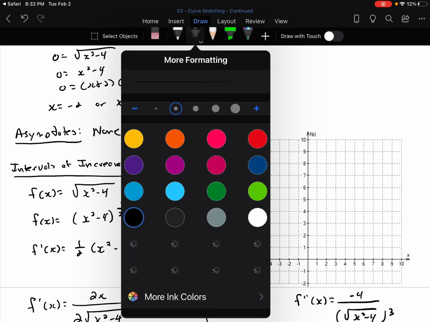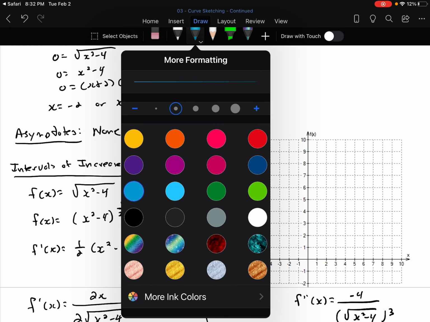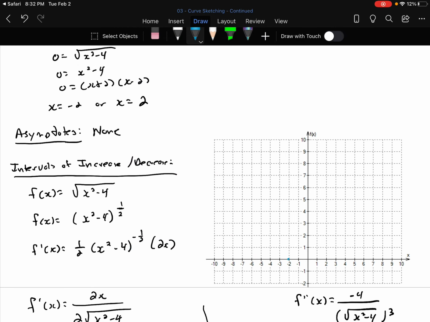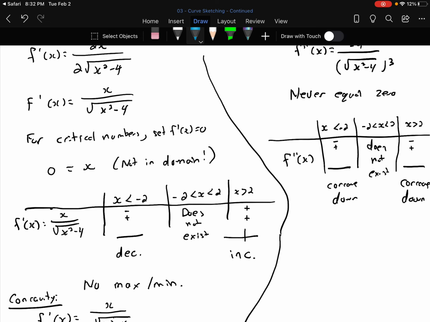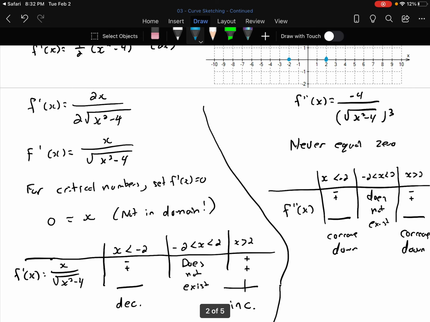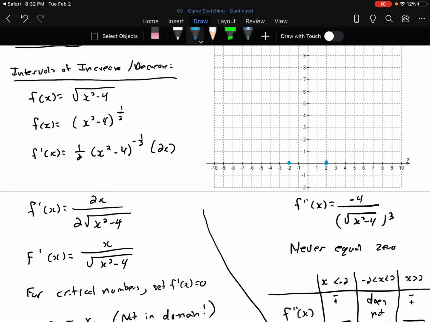I'm going to switch to that other blue color. I like how that looks on the screen here. So negative 2 and positive 2. And then intervals of increase and decrease. So let's go to that interval chart. It's decreasing all the way up to negative 2. So it must be coming in and decreasing all the way into negative 2 like that. And then after 2, it increases coming out of there.